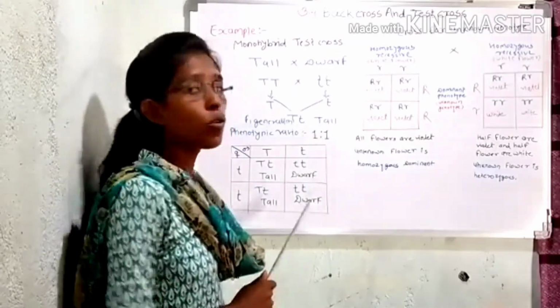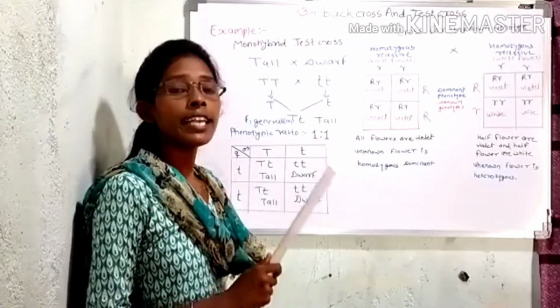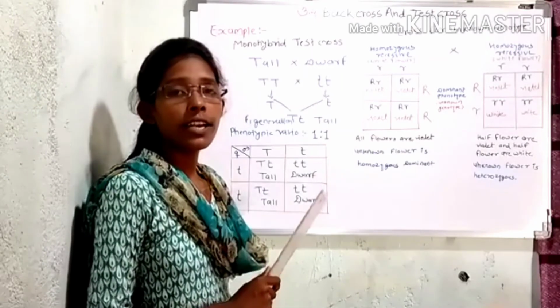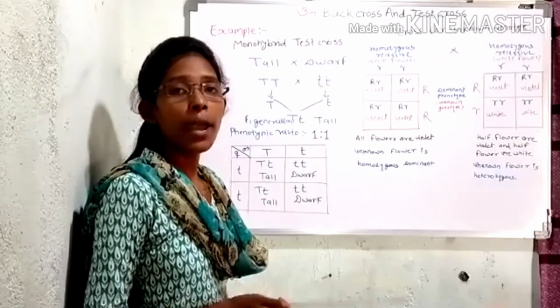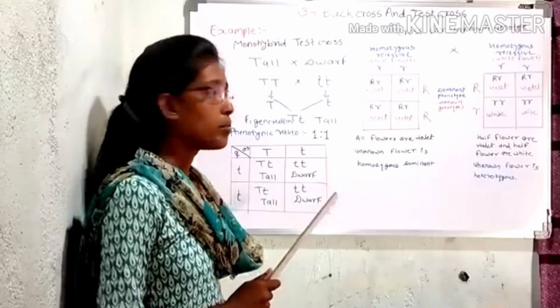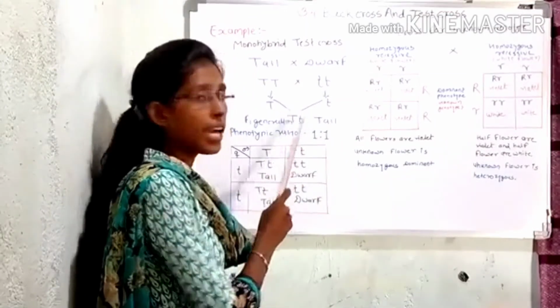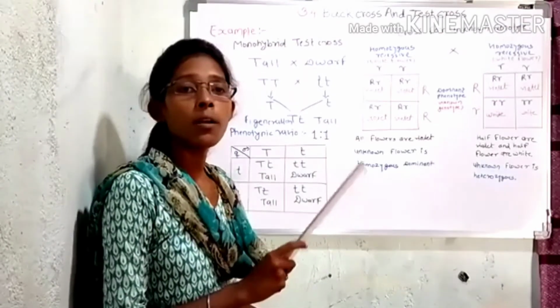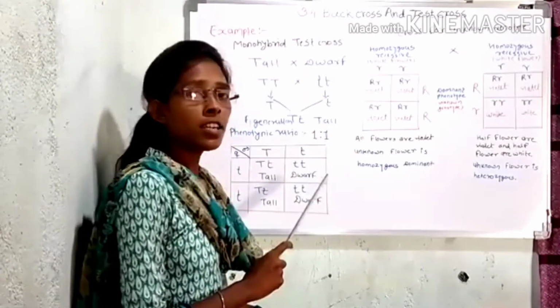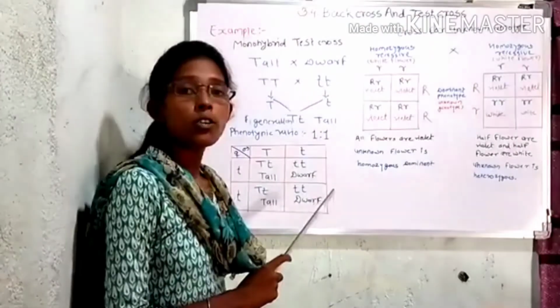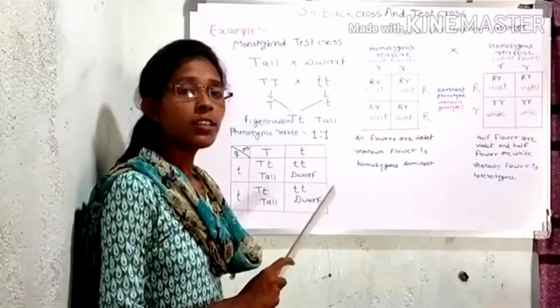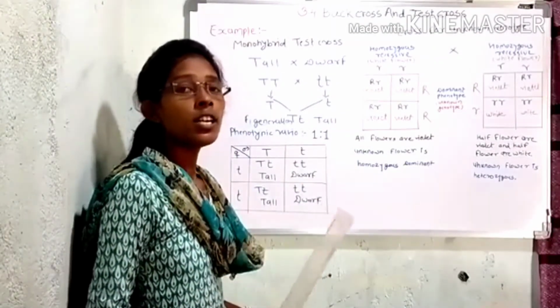After studying both examples of back cross and test cross, Mendel concluded that test cross is a back cross, but back cross is not a test cross. If you cross this hybrid plant with the homozygous dominant parent, all plants show tallness as the character. That is why back cross is not a test cross.